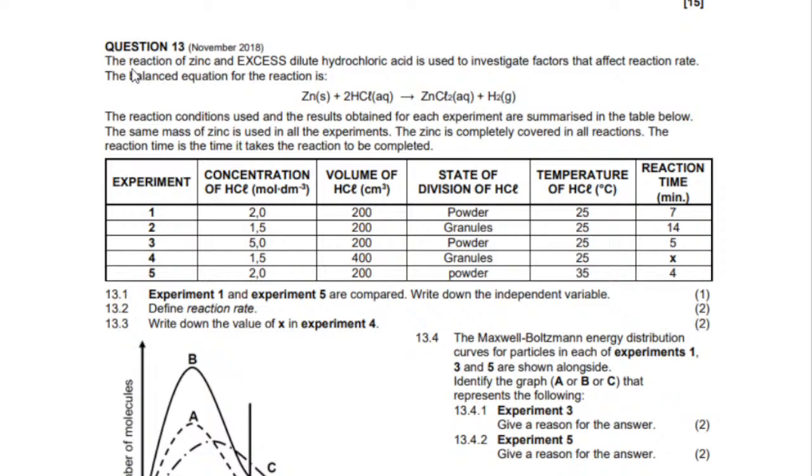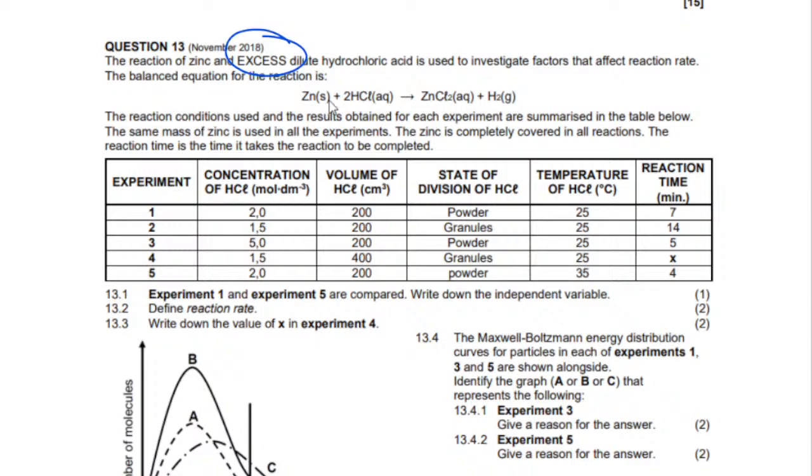All right. They're saying that the reaction of zinc and the excess hydrochloric acid is used to investigate the factors that affect the reaction rate. Guys, this word excess is very, very important in this question. Why? Because this cannot be a limiting factor. Whenever you say excess, it means that it cannot be a limiting factor. So you have to put focus on it. There is a question which is going to be related to it. So guys, make sure that you focus and look at why they said excess.